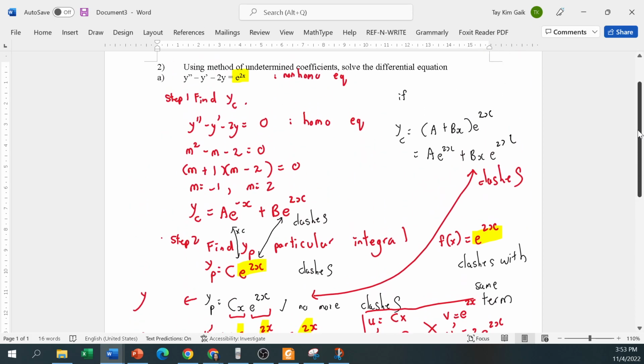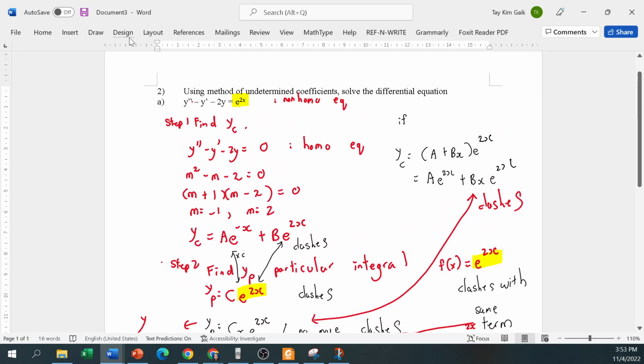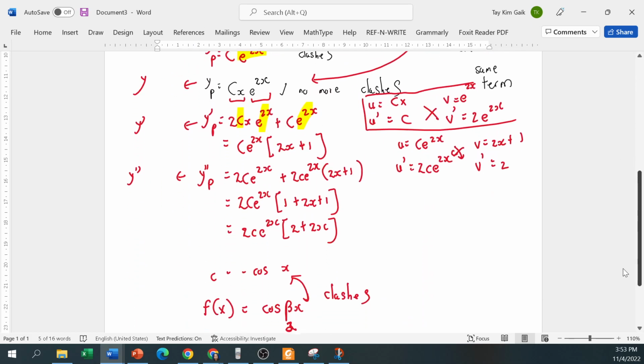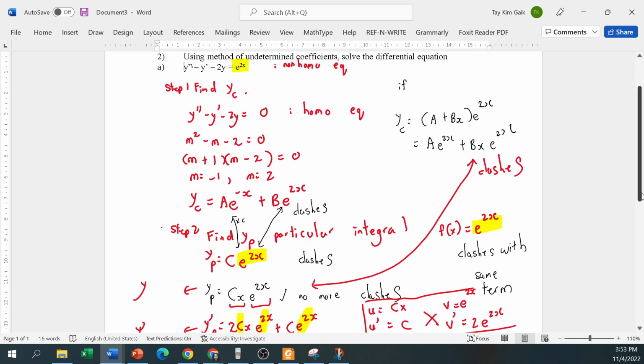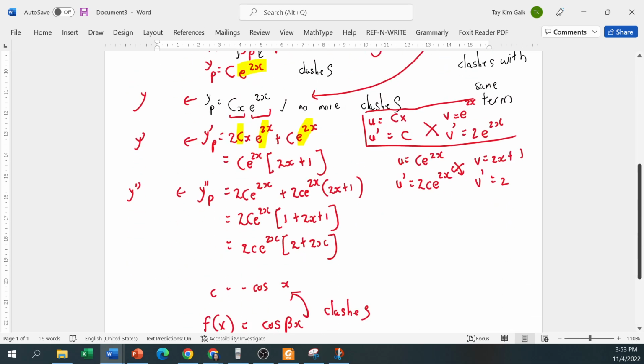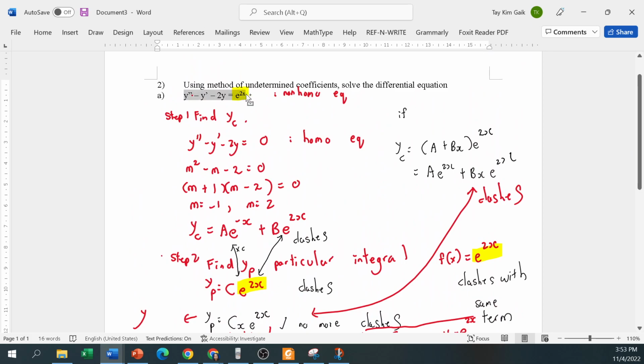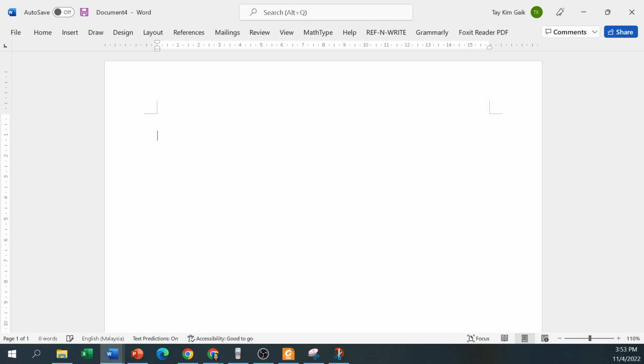Okay, where's the equation? Oh, yeah. No more space, it cannot go down. Where is the cursor already?